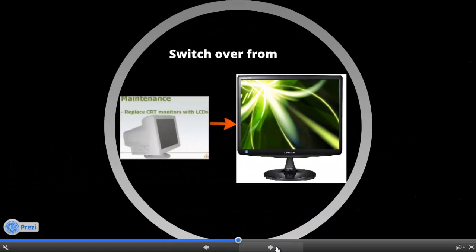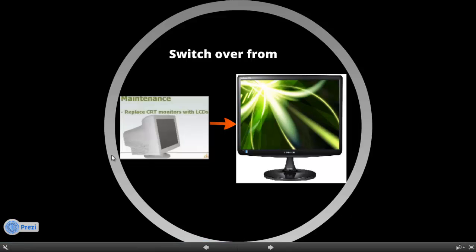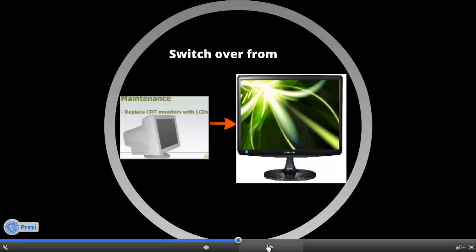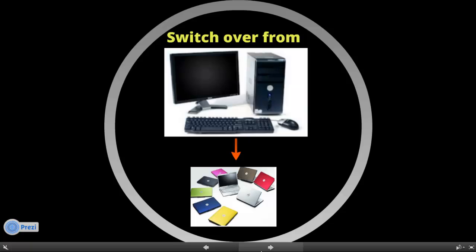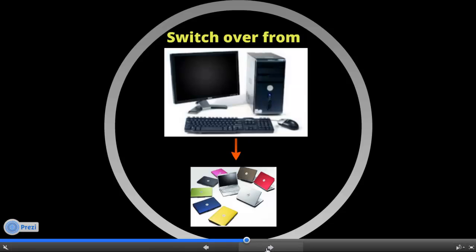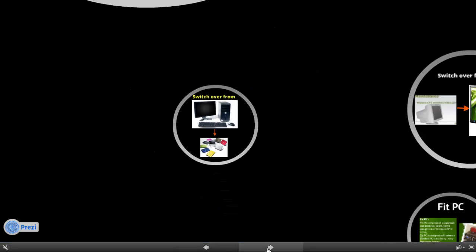As I said, switch over from CRT monitor to LCD monitor, as a CRT monitor consumes much more power than LCD monitors. Switch over from desktop to laptop. Why? Because a desktop has more components. It means the more components you have, the more energy consumption. So switch over from desktop to laptop.